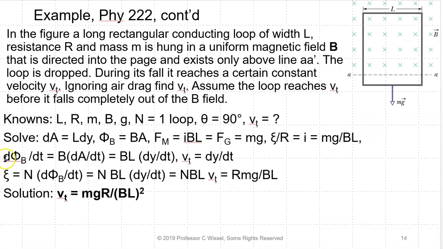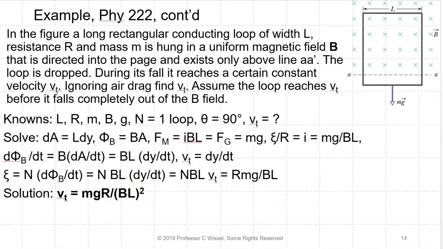Okay, so at this point, we've gotten to here. And we can say that d phi B dt equals B times dA dt. That is equal to BL dy dt. Vt, of course, is dy dt. So the EMF is N d phi B dt, and that is equal to N times B times L dy dt, which is N times B times L times Vt. And that is equal to R times mg divided by BL. So the solution of this is Vt equals mgR divided by the quantity BL squared.